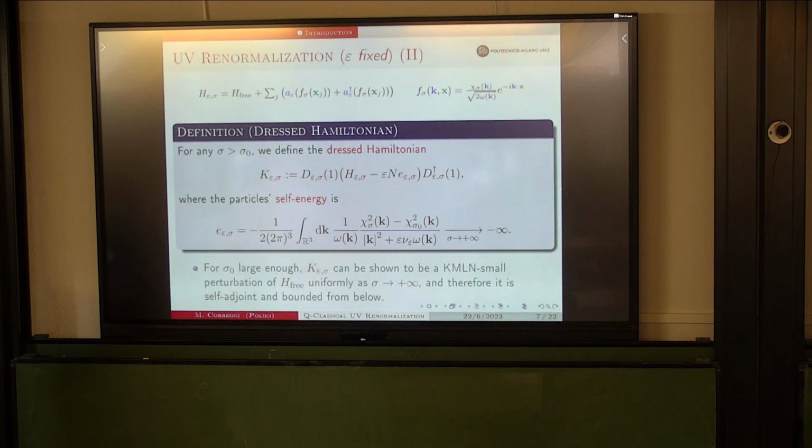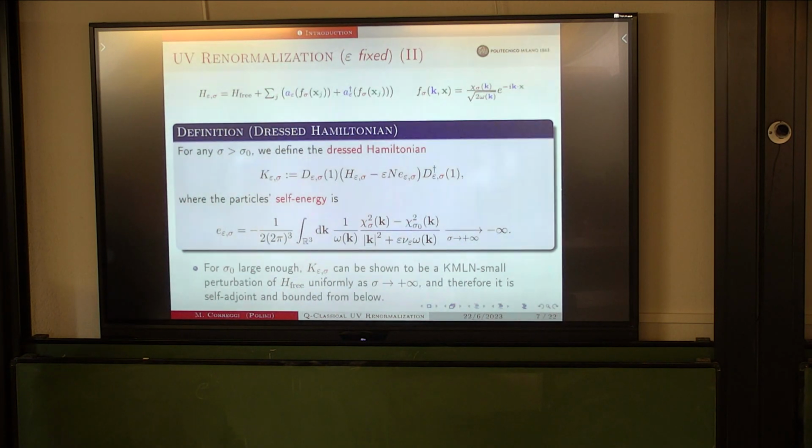Very good. Now, what do you do with this dressing transformation? Well, you define a dressed Hamiltonian, and the dressed Hamiltonian is obtained from the original Hamiltonian, H epsilon sigma, the one with the cutoff sigma, by extracting the self-energy, which is diverging. Here you see the explicit expression of the self-energy. Notice there is the number of particles in front, and there is the parameter epsilon, which is fixed for the moment, but it comes in front of this self-energy. And then you conjugate it with the dressing transformation evaluated at theta equal to 1, because that's the relevant one to consider.